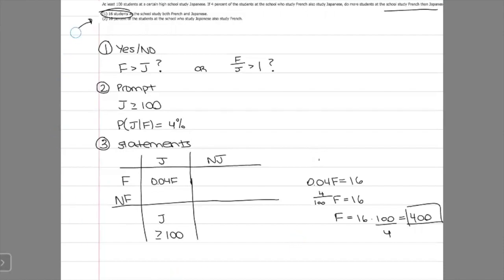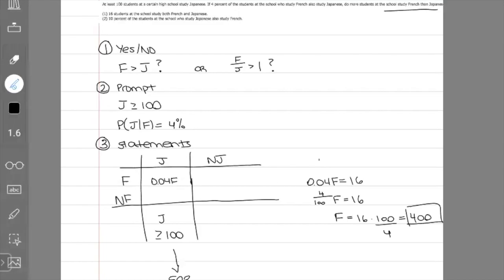So we'd have to compare that to the number of people studying Japanese. Now with the Japanese, they did tell us that it's bigger or equal to 100, but that's really not very specific, because maybe the Japanese are exactly 100, in which case French is more than Japanese. Or maybe Japanese is 500. We really have no precise information about what that is.